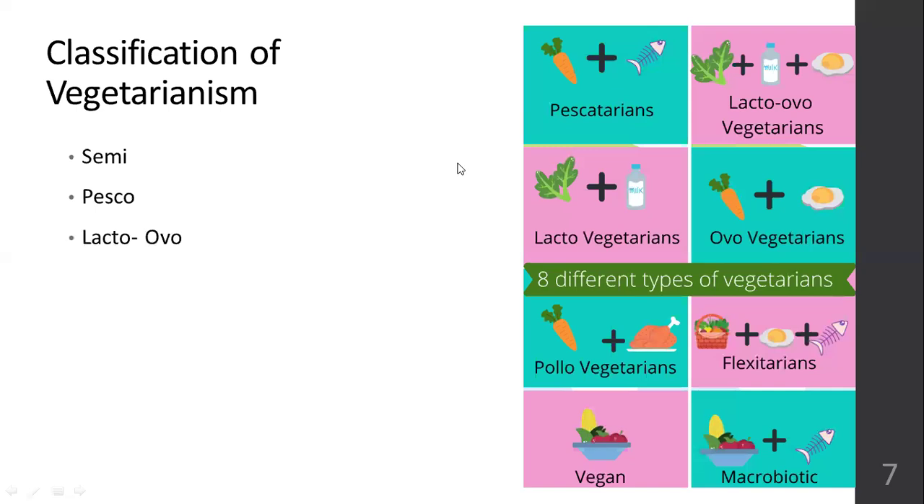Then lacto-ovo-vegetarian. From the name itself, you can understand. Lacto, they will have dairy product. Ovo, they will have eggs as well, and all plant-based diet, but they will not eat meat. This type of vegetarianism is very common in India. Then you have ovo-vegetarianism. They don't have dairy product. They will not have any form of meat, neither poultry nor lean meat or red meat. They will have plant-based diet plus eggs.